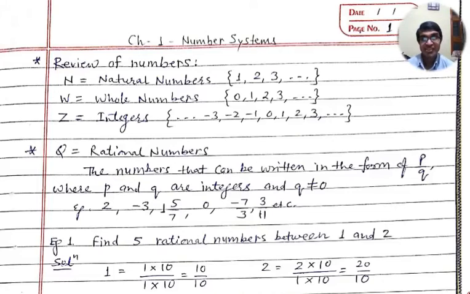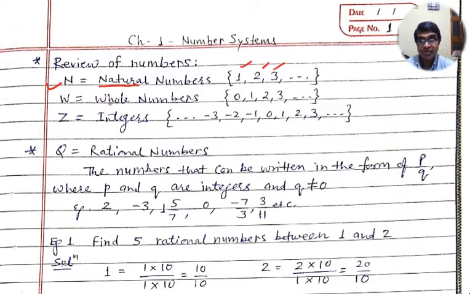Hello students, today we'll discuss chapter 1, number systems. First we'll see the different types of numbers which you have learned in the previous classes. The numbers are natural numbers. Natural numbers we represent by N, and these are simple counting numbers 1, 2, 3 and so on. All these are natural numbers.